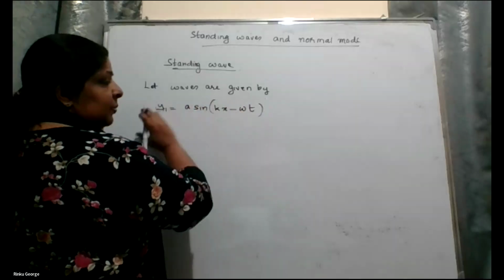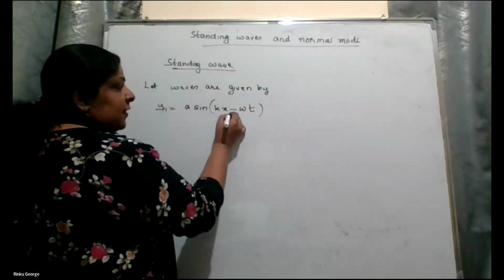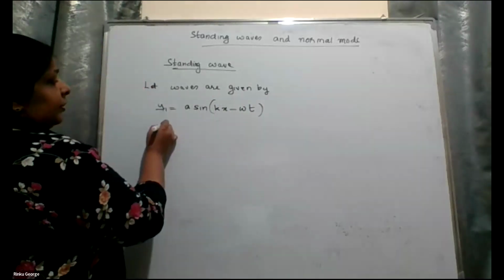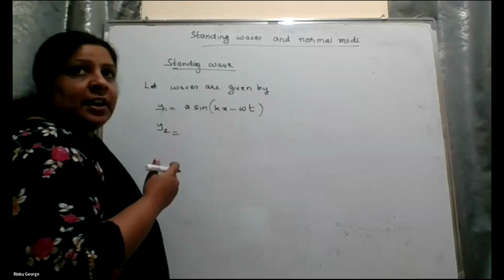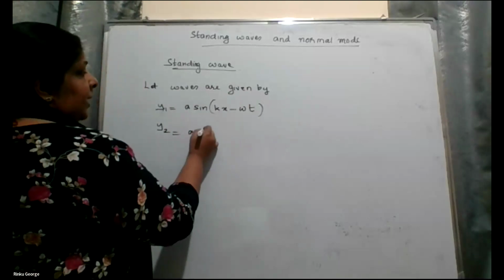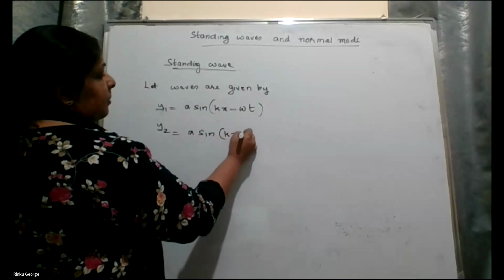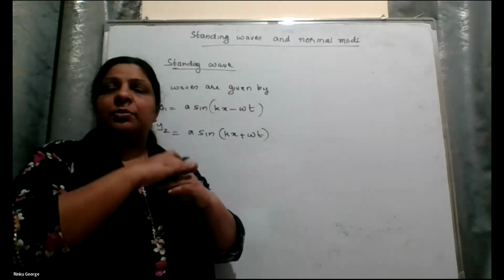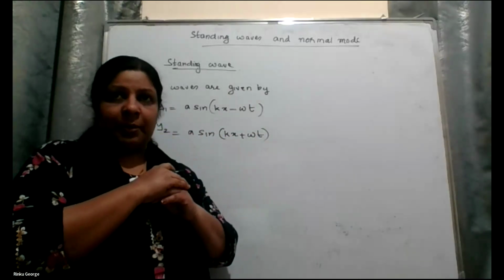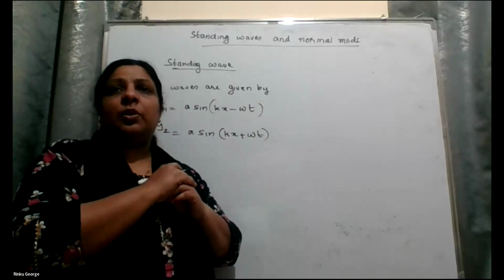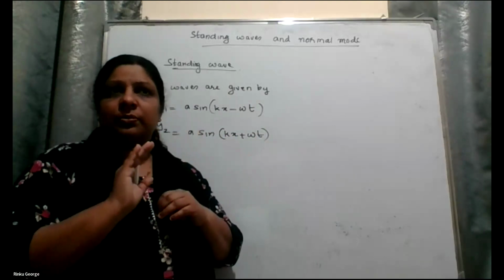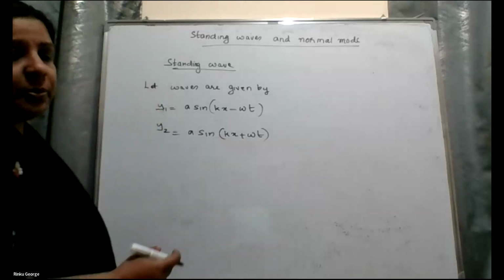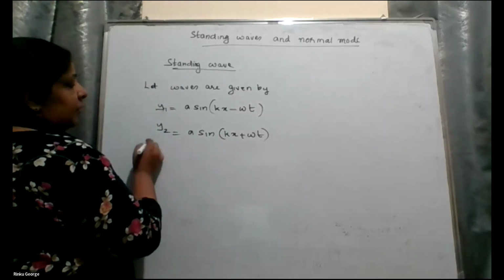So if the wave is from left to right, that is in the positive x-axis direction, it will be given by kx minus omega t. Now y2 from right to left, that is a negative wave. So what will be the equation? A sine(kx plus omega t). So these are the two waves. When they are moving together, superposition will happen and a standing wave will be produced. What will be the equation of a standing wave? Just add these two, like we did in the superposition principle.